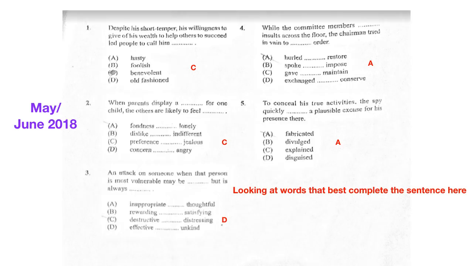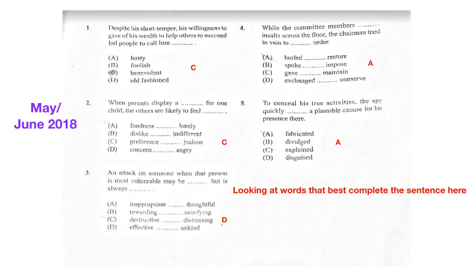Number three here. What are you really doing in these questions? You are trying to find the word that best completes the sentence. For questions that have two blank spaces, you have to find two words in the same option that best complete the entire sentence. If you find one word that fits nicely, but the other word doesn't, you can't use that option. Looking at number three, an attack on someone when that person is most vulnerable may be what? Inappropriate, rewarding, destructive, effective, but is always what? Thoughtful, satisfying, distressing, unkind.